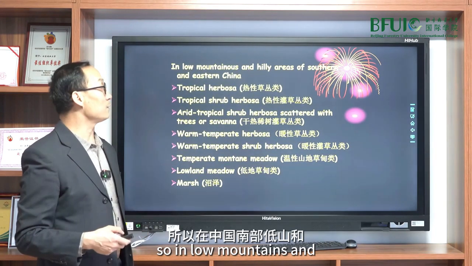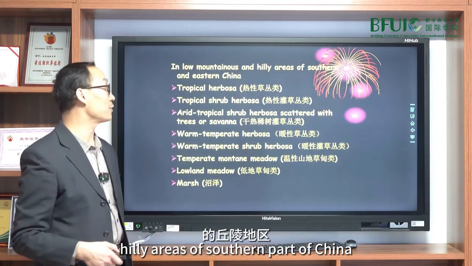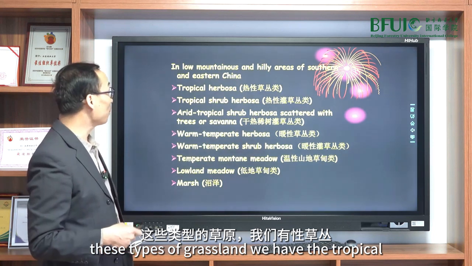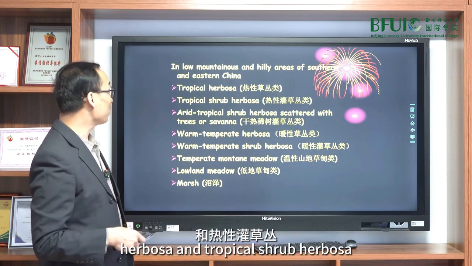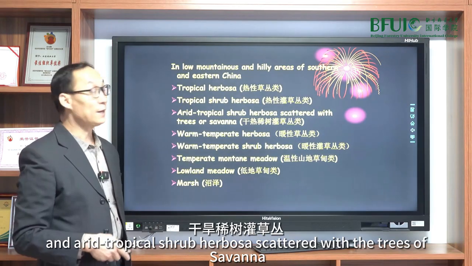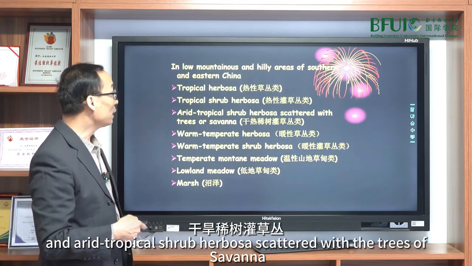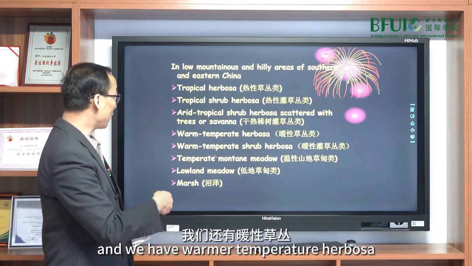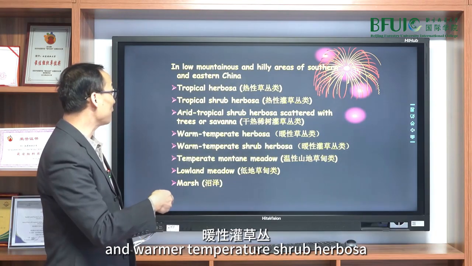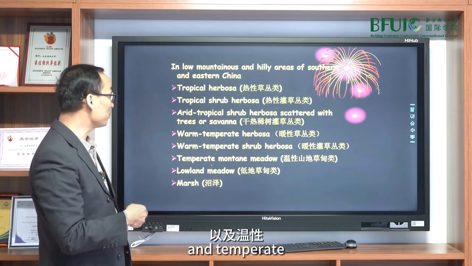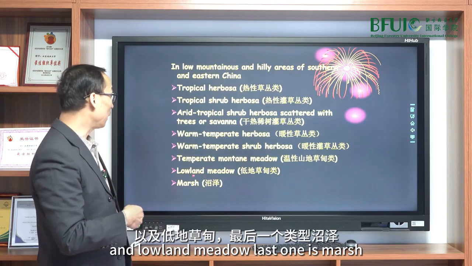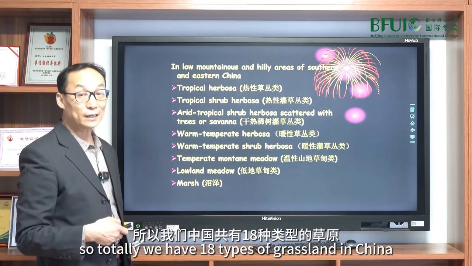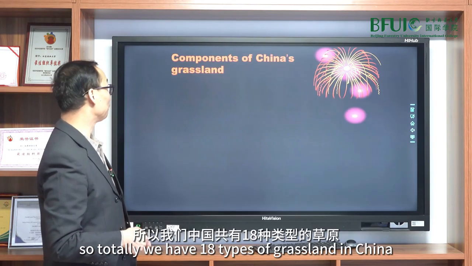So in low mountains and hilly areas of southern part of China, we have these types of grassland. We have the tropical herbaceous, tropical shrub herbaceous, and arid tropical shrub herbaceous scattered with the trees of savanna. And we have warmer temperate herbaceous and warmer temperate shrub herbaceous, temperate mountain meadow and the lowland meadow. Last one is marsh. So totally, we have 18 types of grassland in China.